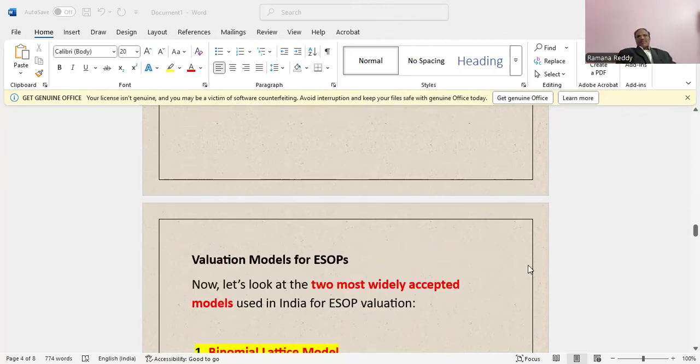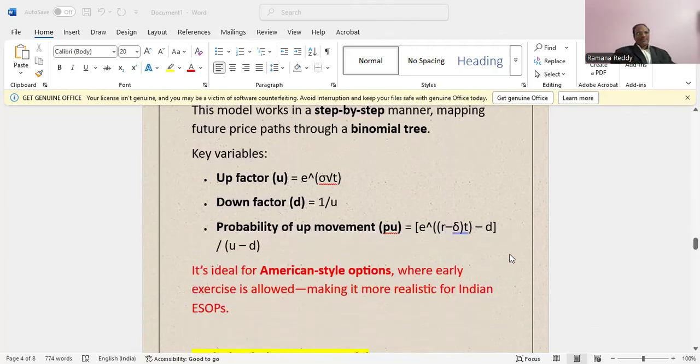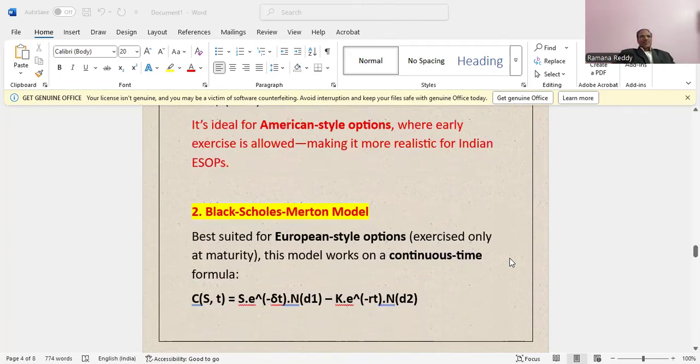Valuation models for ESOPs. Two most widely accepted models. One is the binomial lattice model. This model works in a step-by-step manner, mapping the future price path through a binomial tree. It is ideal for American-style options, where early exercise is allowed, making it more realistic for Indian ESOPs.